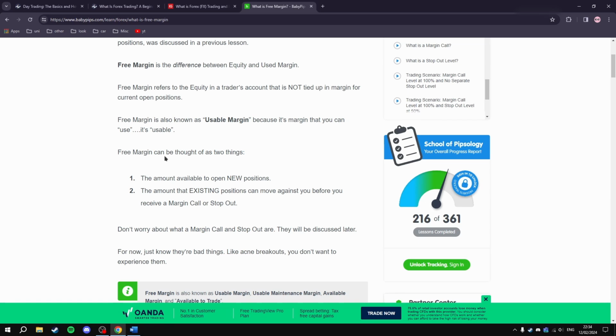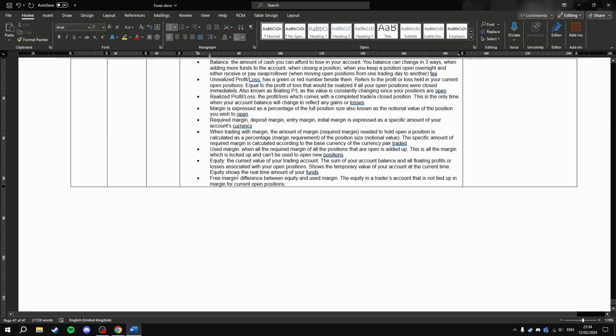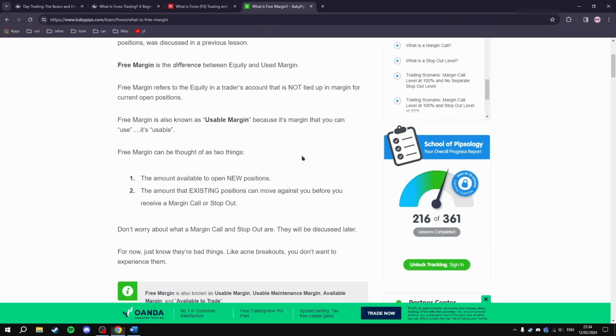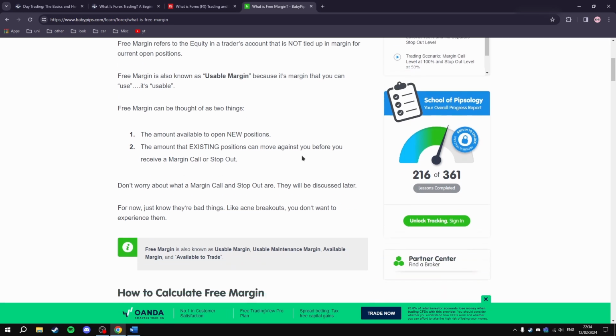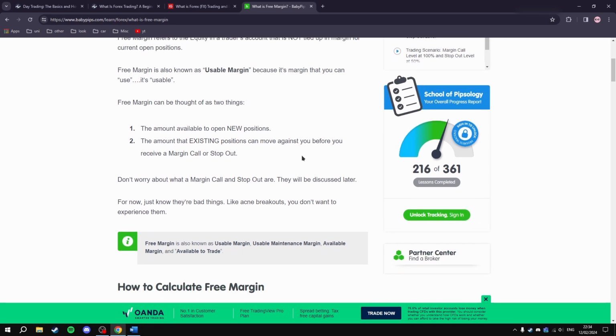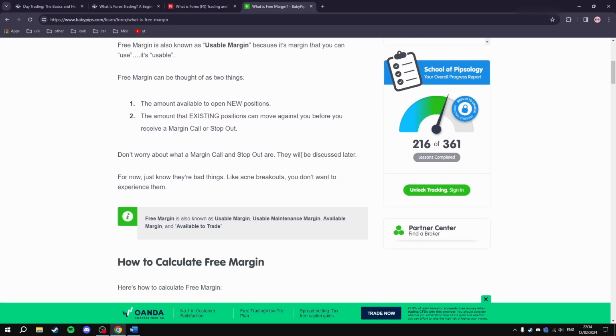It's usable. Also known as usable margin. It's the difference between equity and used margin. Free margin can be thought as two things: the amount available to open new positions, the amount that existing positions can move against you before you receive a margin call or stop out.